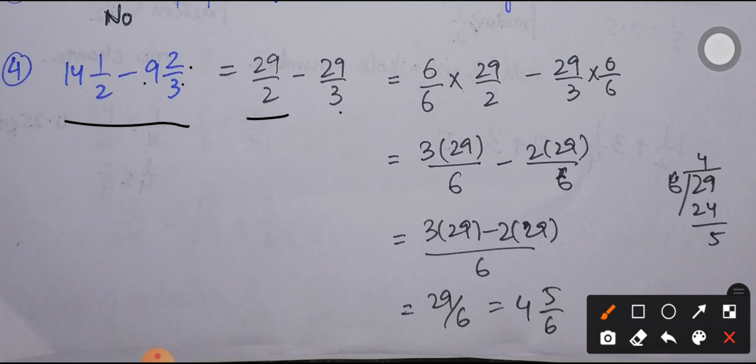So I will multiply 6 with the numerator as well as with the denominator for the two fractions, and I will get 3 into 29 over 6 minus 2 into 29 over 6. Once you have the same denominators, you can simply perform the operations for numerators, and the denominator will be the same. So I will get 29 by 6 as an answer, which is not a proper fraction. It means we can convert this improper fraction into the mixed number, which is 4 whole 4 by 6.